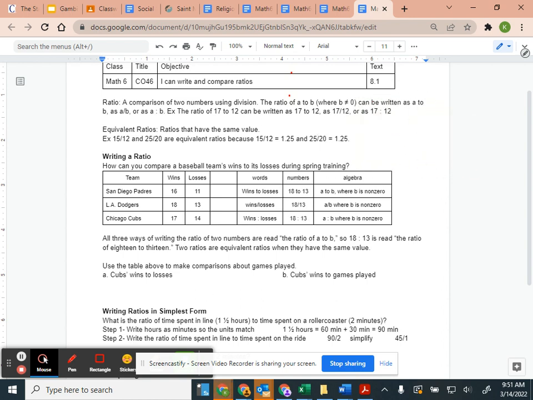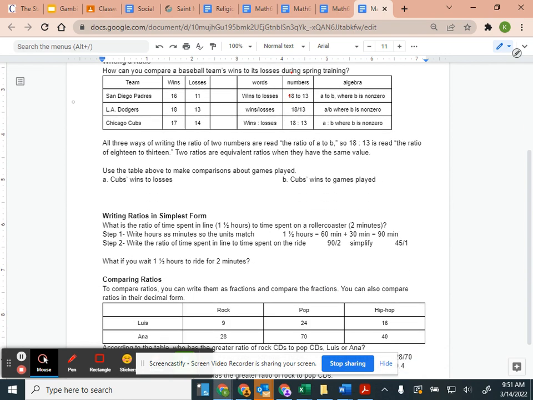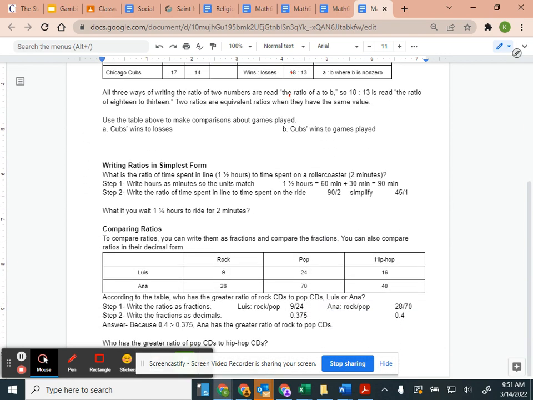Let's see what kind of work we had to do for our ratios. Writing ratios in the simplest form, just like simplifying our fractions. What can I divide out of both sides? What is the biggest common factor I can divide out? So to simplify our fraction, you would just divide it down.